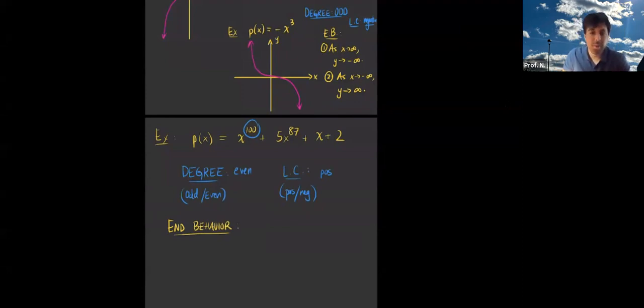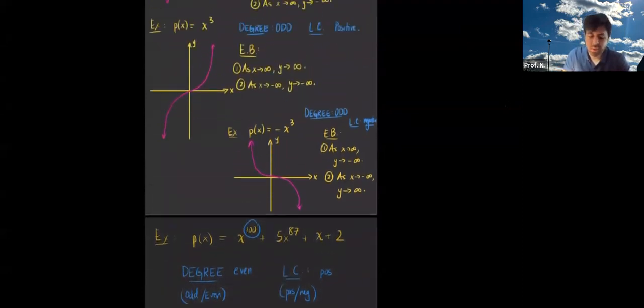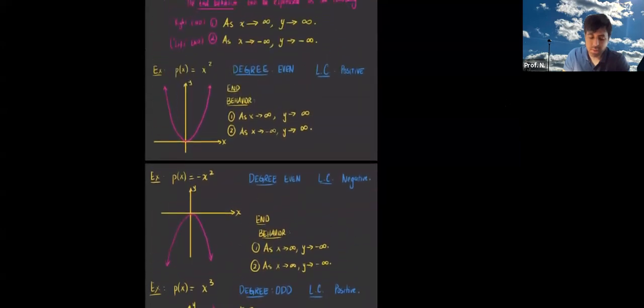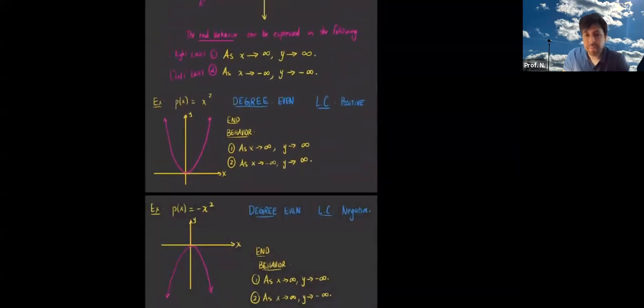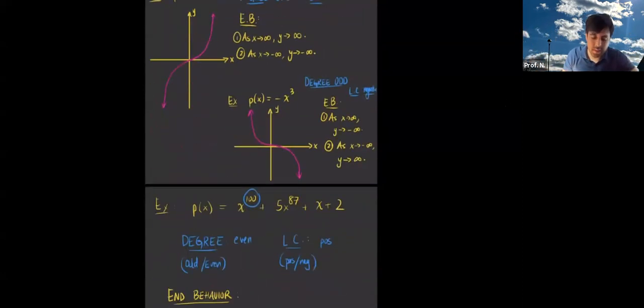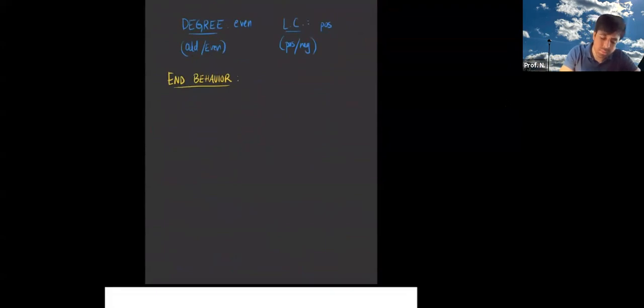So for polynomials that have an even degree and a positive leading coefficient, it's going to look like what? Exactly at the ends, it's going to look like the graph where at both ends it goes up. So what do I say? I say this: as x goes to infinity, y goes to infinity. As x goes to negative infinity, y goes to infinity. Done. End behavior taken care of.